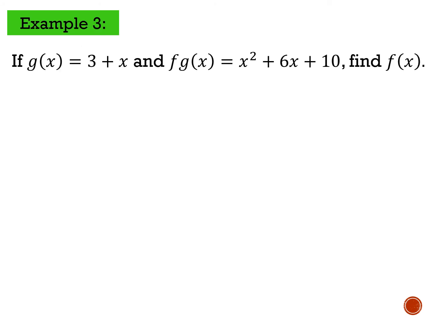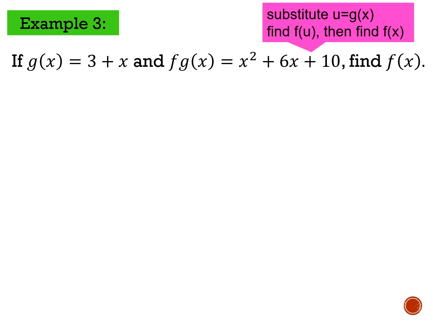Let's look at example 3. The question is: if g(x) equals 3 plus x and f(g(x)) equals x squared plus cx plus 10, find f(x). Since the information gives the composite function f(g(x)) and it also gives the back function, but we want to find the front function, then we need to substitute u equals g(x), find f(u), then find f(x).